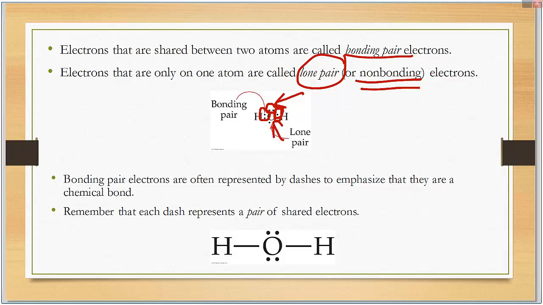Bonding pair electrons are often represented by dashes to emphasize that they are a chemical bond. So those 2 dots between the oxygen and hydrogen then become a line between the oxygen and hydrogen. Remember that each dash represents a pair of shared electrons. So each dash, each line, is equal to 2 electrons.